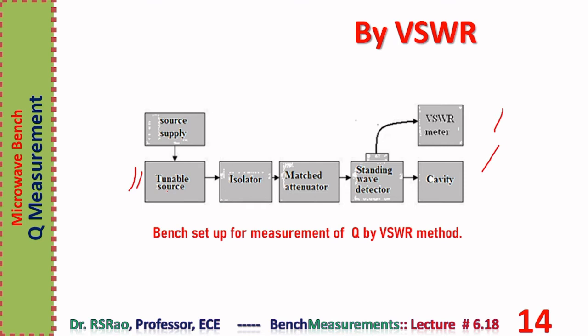Of course, to know the frequency, here you can insert a wave meter. In the previous method also, in the method by transmission, to know the frequency of the wave, one can insert a wave meter after the matched attenuator. From the wave meter, frequency can be noted down. From the VSWR meter, VSWR can be found. The cavity has a single opening here, so it is connected to the standing wave detector as its termination.